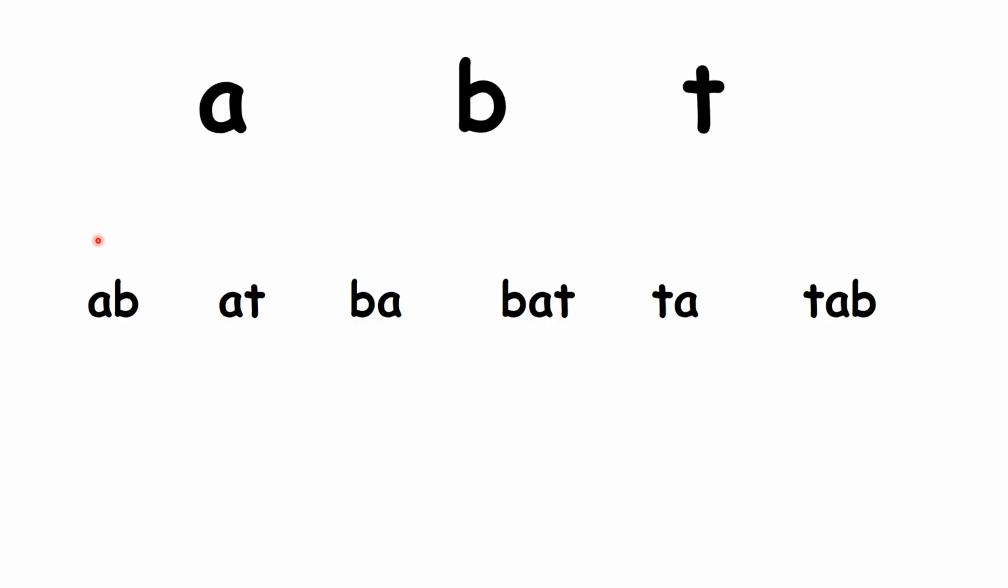So here are the words. Let's read them. Ready? Ab, at, ba, bat, ta, tab. Alright, so it's your turn. Try to read them all. Begin. Again. Next. Next. Next. Next. And last one.